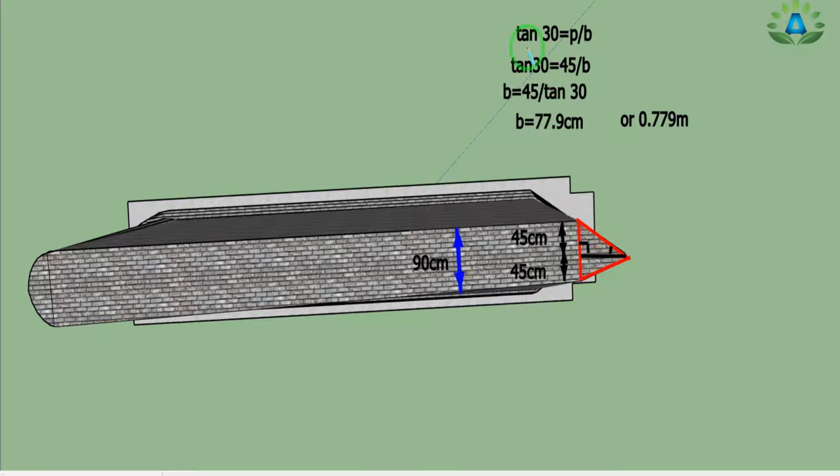We can use the trigonometric relationship of tan to find this length. So we can write tan 30 equals P by B, in which our perpendicular height is this portion, that is 45 centimeter, and this portion is the unknown portion. So we can write as it is, that is B. So we will get B equals 45 by tan 30. So we can get the value of B equals 77.9 centimeter, or in terms of meter, we get 0.779 meter.